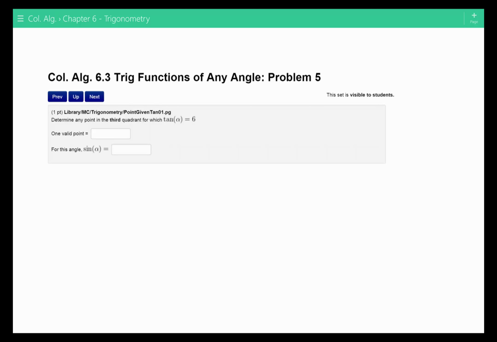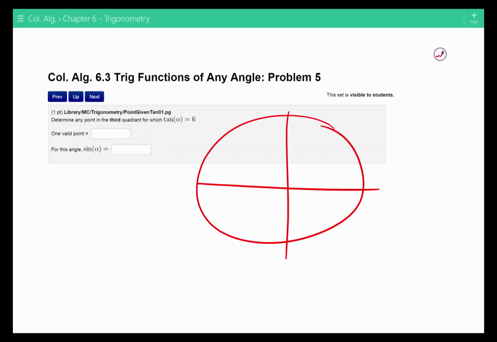Okay, the next problem is problem 5. It says determine any point in the third quadrant where the tangent of the angle equals 6. So we're going to go to the third quadrant. We're going to draw a reference triangle like we usually do. And we need the tangent of alpha to be 6. Tangent is opposite over adjacent, so I'm going to make this 6 and 1 so that my tangent relationship would work out to be 6.